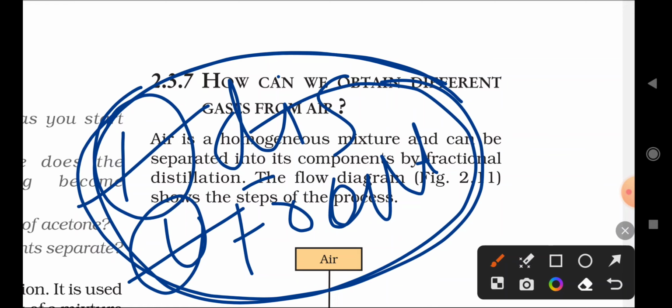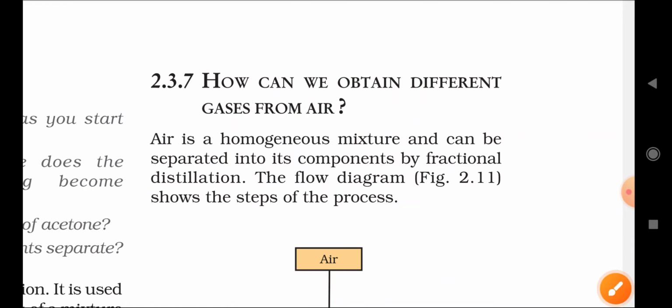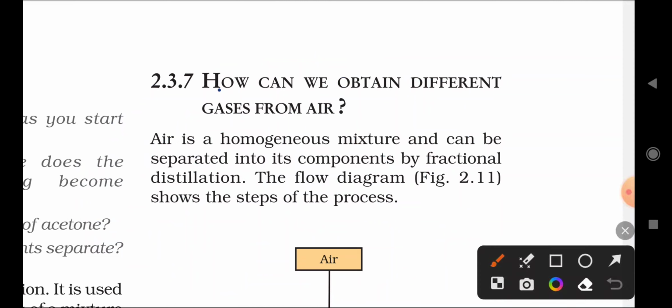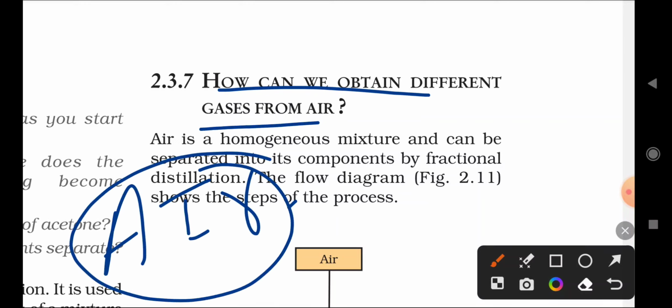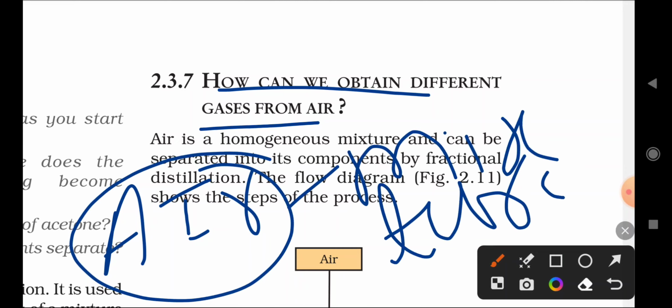Next we'll discuss another method: how can we obtain different gases from air? We already know that air is a mixture of several gases. In that air, not only gases but also tiny particles, dust particles and a lot of substances are mixed. So how can we separate the gases from the air?